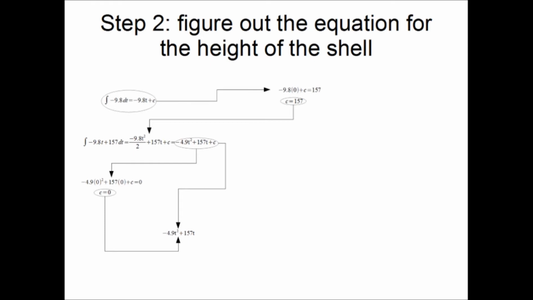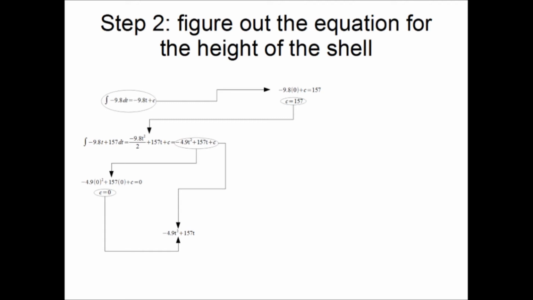position function. First, we take the integral of negative 9.8 dt, yielding negative 9.8t plus c. In order to determine what c is, we need to fall back on the information that we do know. First, we know that the function that we've just come up with is the velocity function for the shell. Second, we know what the initial velocity is. Because of this, we can take that function at 0 and know that that is equivalent to the initial velocity. Doing this will yield that c is equal to 157.